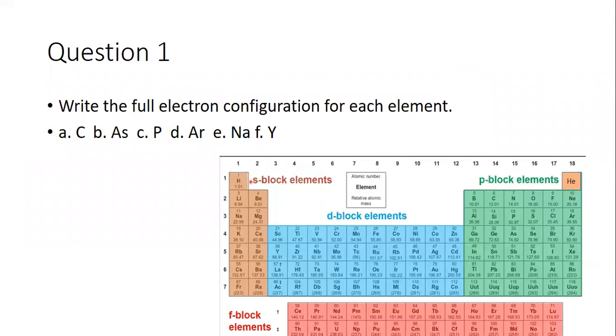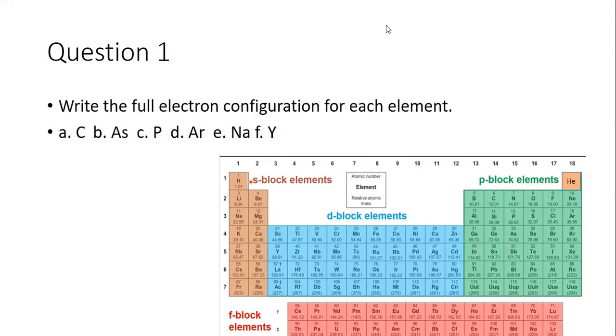So the first thing we're going to do is learn how to read the periodic table and determine an electron configuration. That is, we're going to determine what energy levels we have, what orbitals we have, and how many electrons are in each orbital. So I'm going to do A and B for us, and then I'll let you loose on C, D, E, and F so you can get your feet wet.